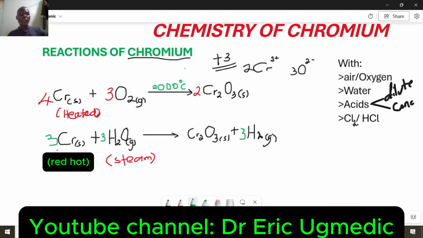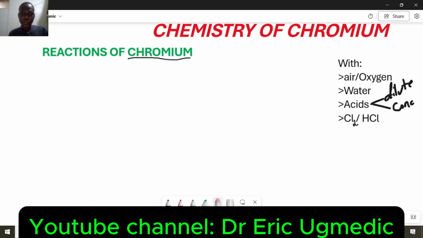So I will try to erase this and have enough space. So now reaction with acids, we need to take note that this chromium will only react with two acids 3 times. You get? So there are two acids it will react with, and it will react 3 times. This may not make sense, but here you're going to get the sense now.